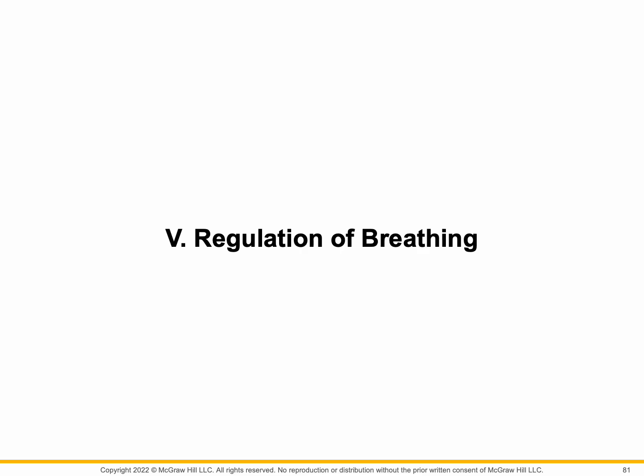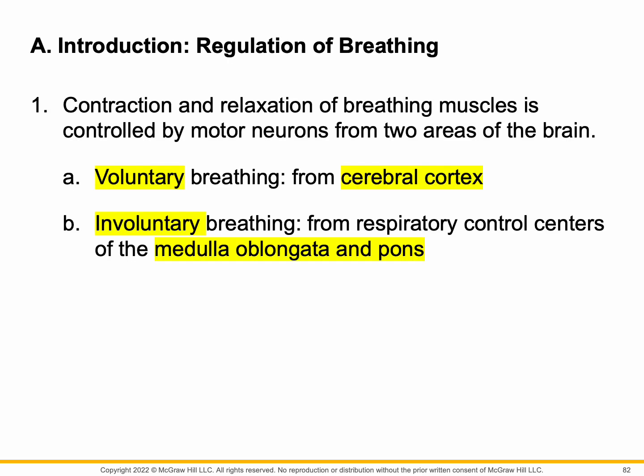Moving on to the regulation of breathing. Contraction and relaxation of breathing muscles is controlled by motor neurons from 2 areas of the brain. Voluntary breathing is controlled from the cerebral cortex, whereas involuntary breathing is controlled from the respiratory control centers of the medulla oblongata and the pons.